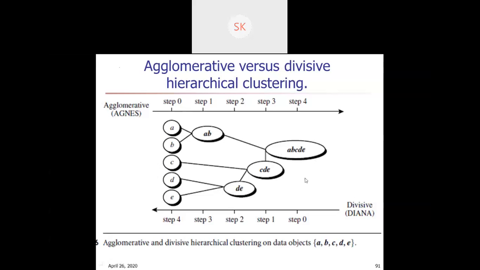Right? Now with respect to divisive, all objects are considered as one cluster. Then we are splitting this. The termination criteria will be the number of clusters we have decided, and second, the diameter of the cluster.